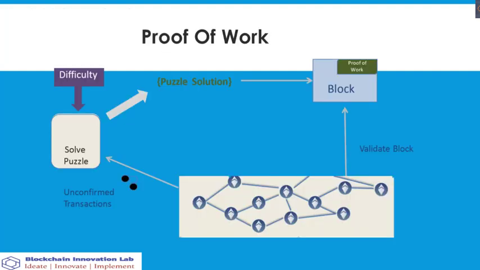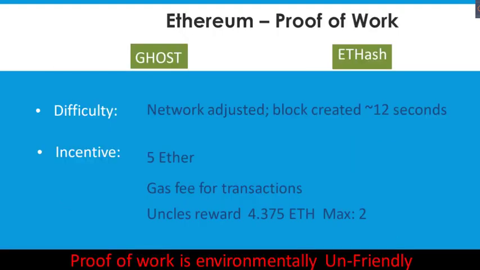So proof of work, as we discussed here, you have a difficulty level, you have a puzzle to solve. You have an unconfirmed transaction. You'll have different transactions which get stored on the blockchain, right? And there is a block which will be built across. So once the block is validated, once the transaction is validated, transactions will be put on the blockchain. So Ethereum proof of work, there are two things here: Ghost and ETH hash.